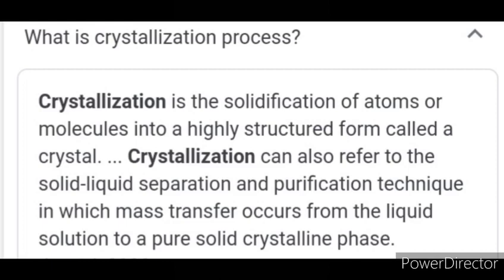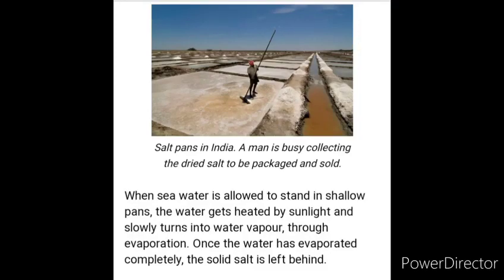When it is allowed to cool slowly, the crystals of the dissolved substance start separating, and then the process is called crystallization. And students, it is used to obtain a substance in the pure state. Now students, let us learn how common salt is obtained from seawater. Right? The method is used on a large scale to obtain common salt from seawater.